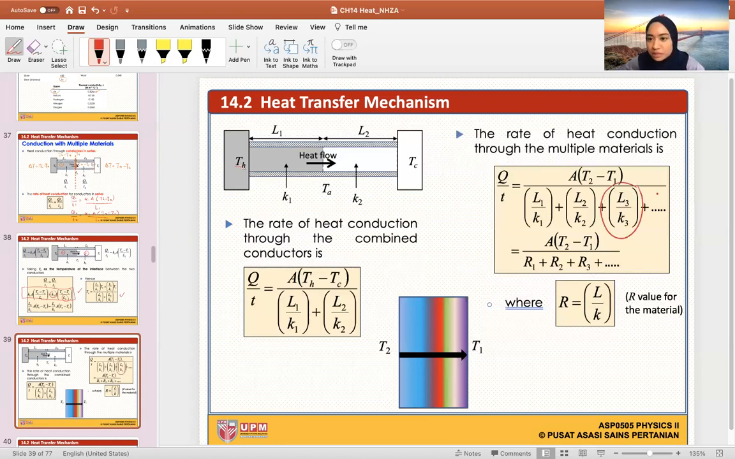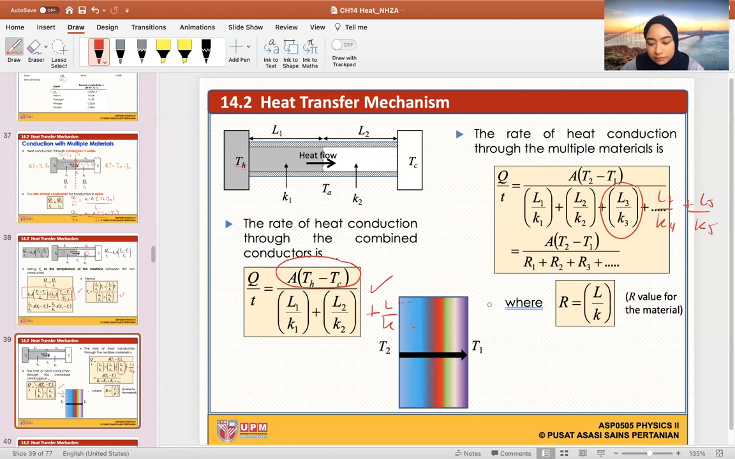If you have a fourth material, L4 over K4. If you have a fifth material, L5 over K5, and so on. So this is the equation to use if you have two. If you have more, tambah ke bawah ni. L, blah, blah, blah, K, blah, blah, blah. This top part is like this.